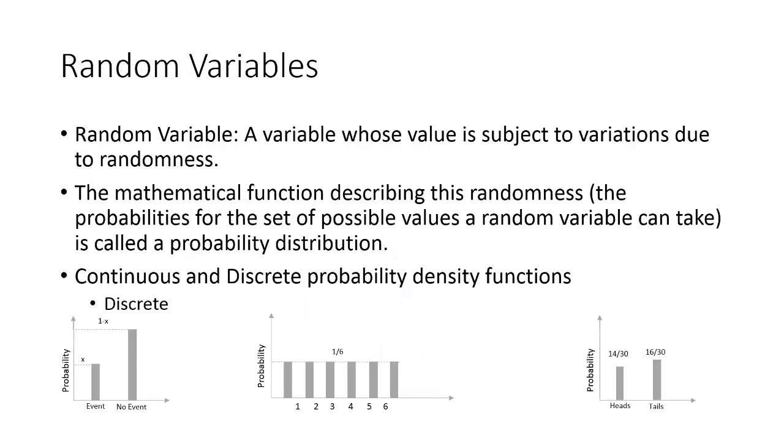Okay, to do this, we have to understand some basic concepts, and the first basic one is to understand what random variables are. A random variable is essentially a variable whose value is subject to variations due to randomness, as opposed to variations due to some other phenomena, right?